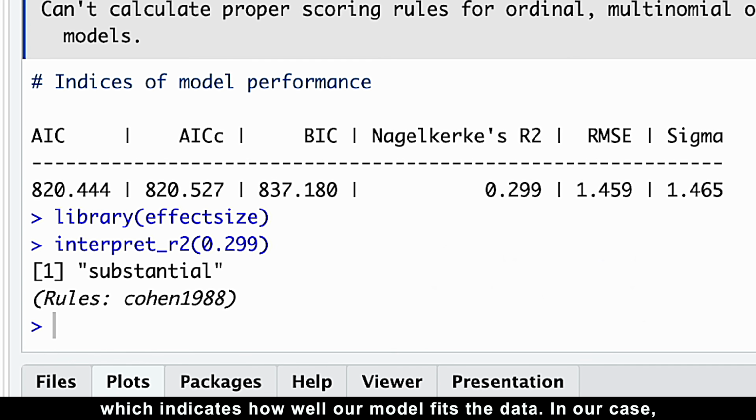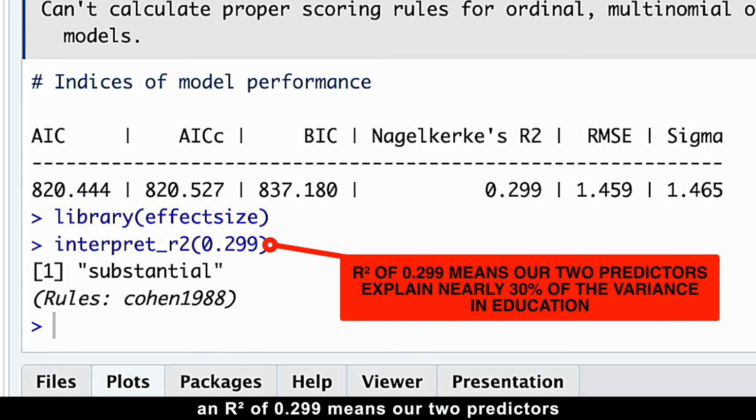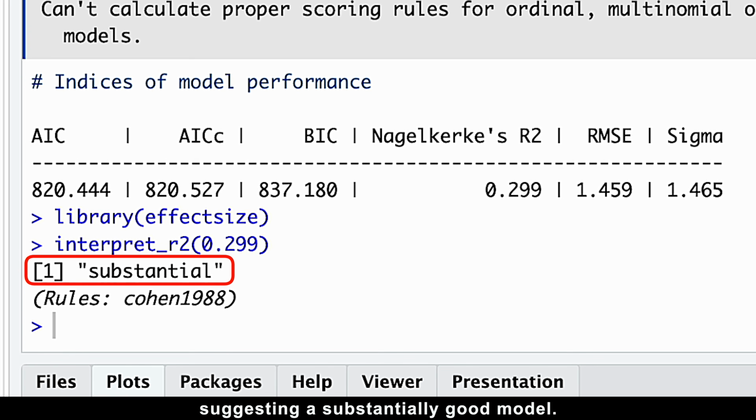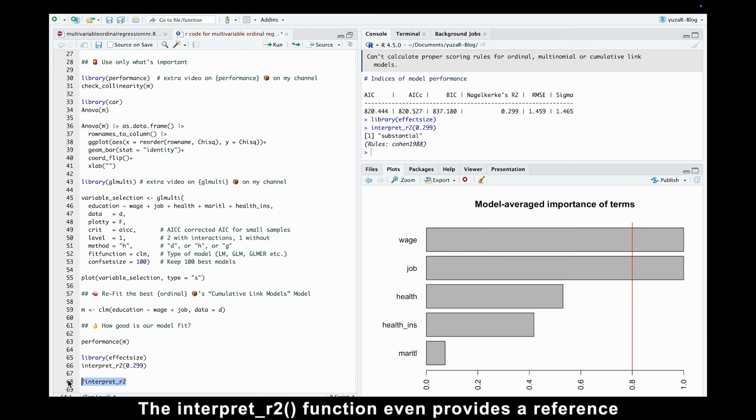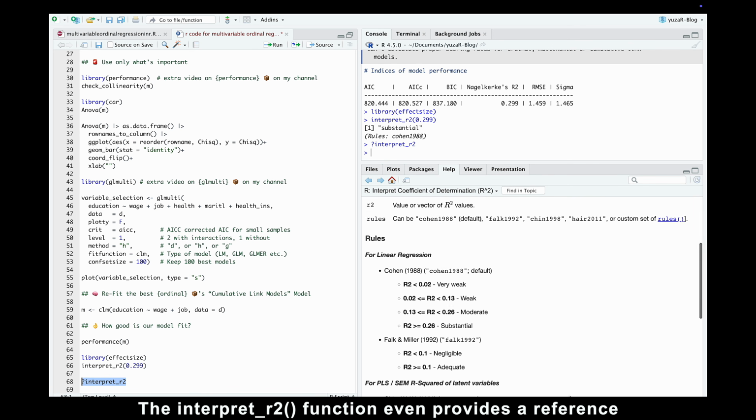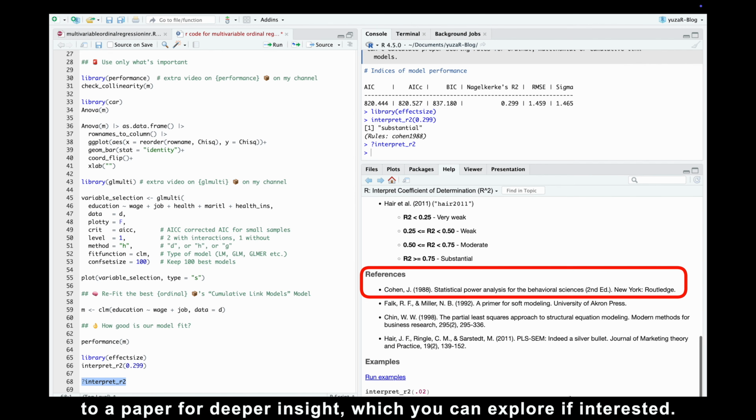In our case, an R-squared of 0.299 means our 2 predictors explain nearly 30% of the variance in education, suggesting a substantially good model. The interpret R-squared function even provides a reference to a paper for deeper insights, which you can explore if interested.